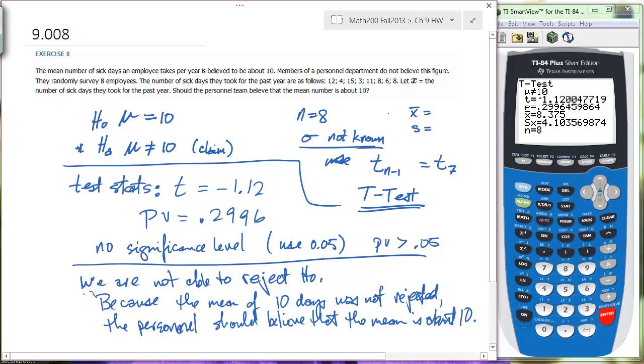Okay, so that is problem number 8. It's another example of hypothesis testing and using a different distribution.